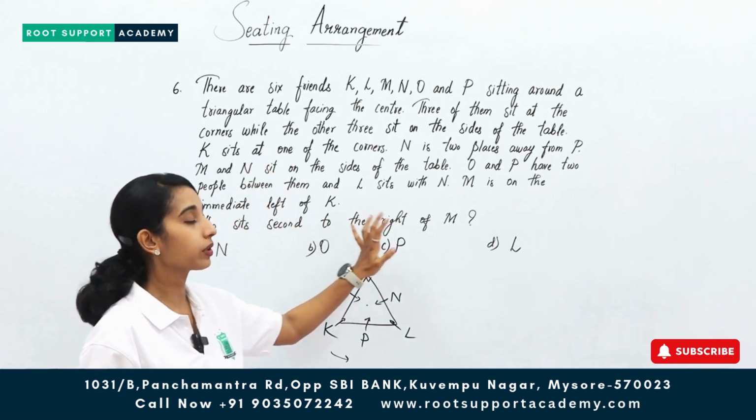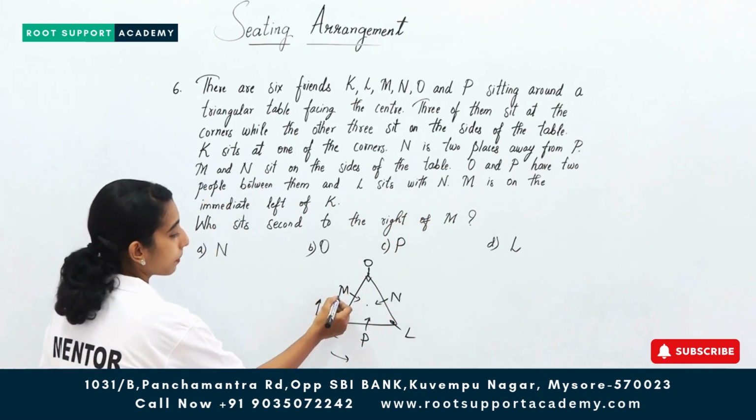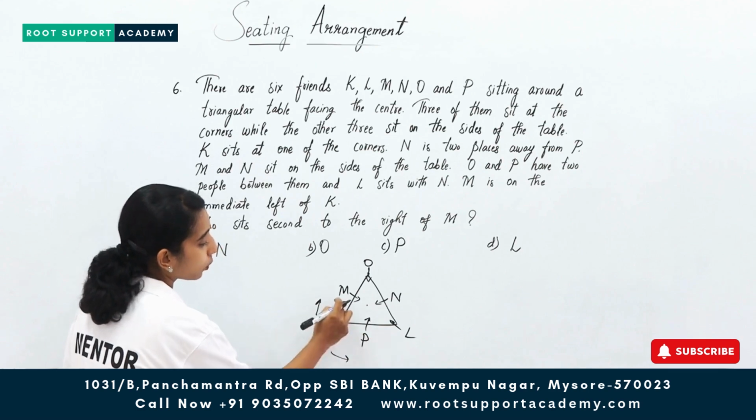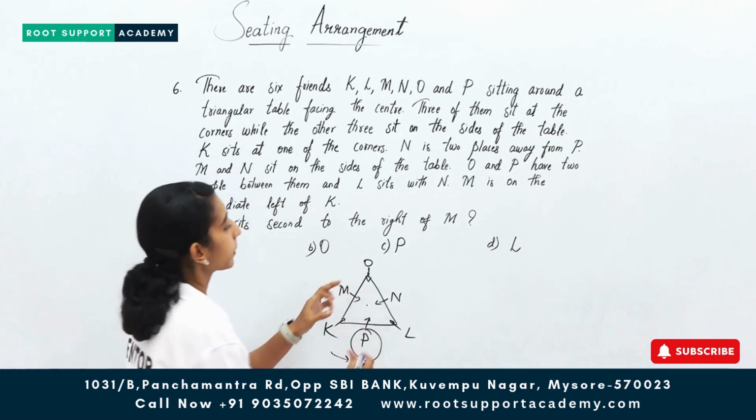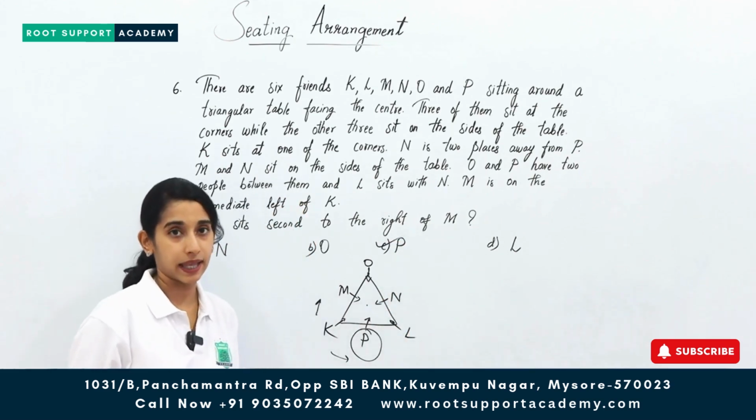Who sits second to the right of M? This is M and this is the right side of M. Who is sitting second? 1, 2 places. P is sitting. So option C will be your correct answer.